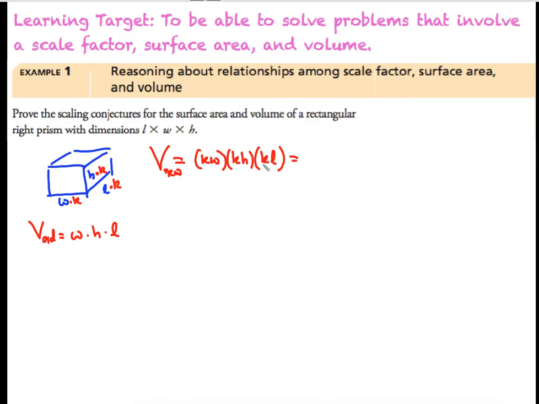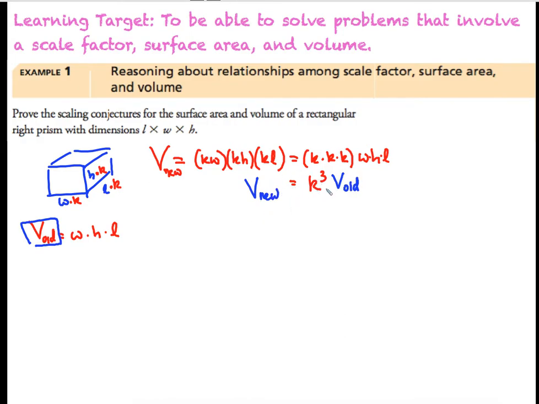Again, multiplication is associative, and it doesn't matter what order. It's also commutative, so I can switch around the order here. And if I factor out all my k's, I end up with k times another k, and in the end I have this W, H, and L. Well, we can simplify this. k times k times k is going to give us k cubed. And W times H times L is actually the volume of the old rectangle. So I'm going to substitute volume old in here. So the volume of the new rectangle is simply k cubed times the volume of the old.